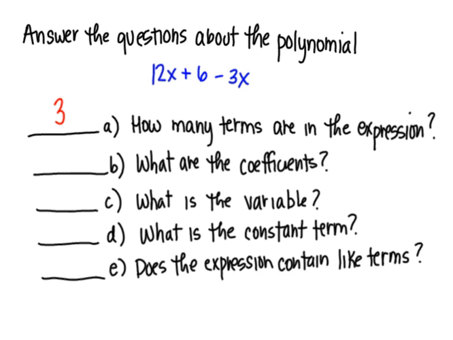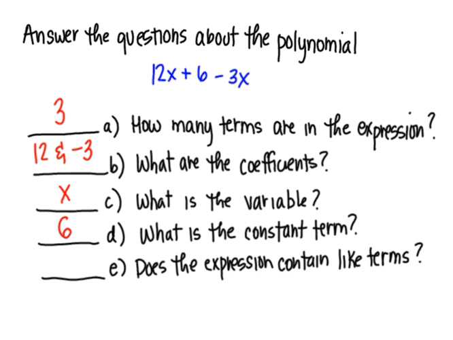Coefficients are numbers that are in front of variables. So we have 2 variable groups there, 12x and negative 3x. The number in front of the first one is 12, and the number in front of the second one is 3. It happens to be negative, so that coefficient is actually negative 3. The variable is the letter within the problem, and that letter is x. The constant term is a term without a variable, and so the term without a variable here is 6.